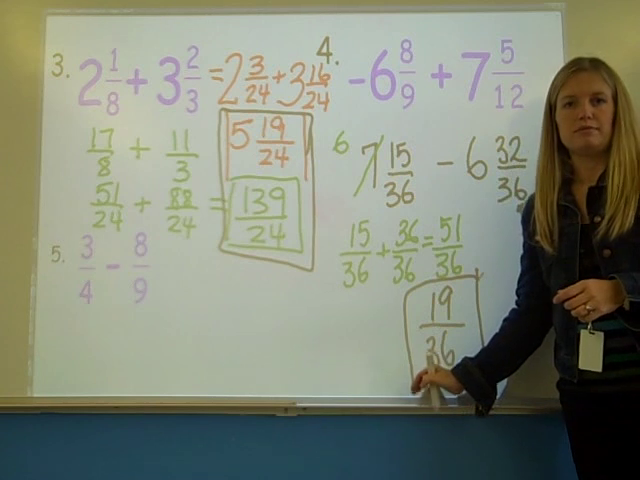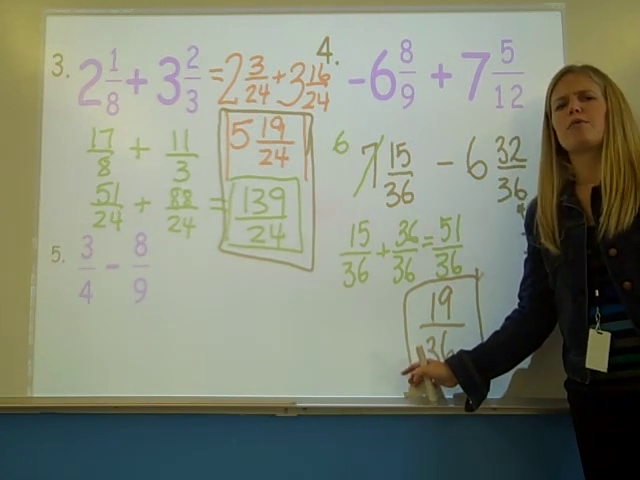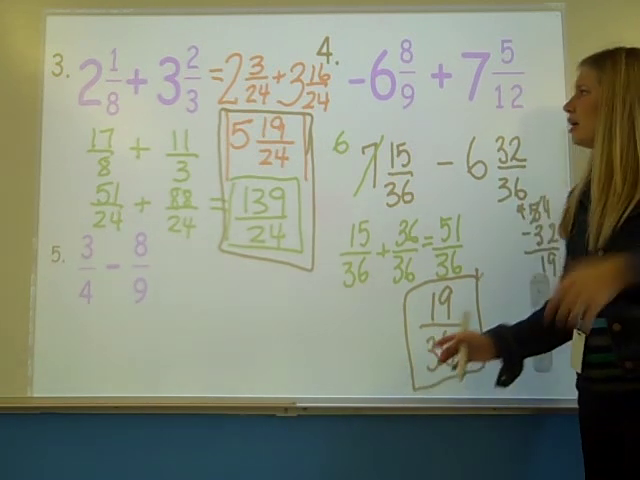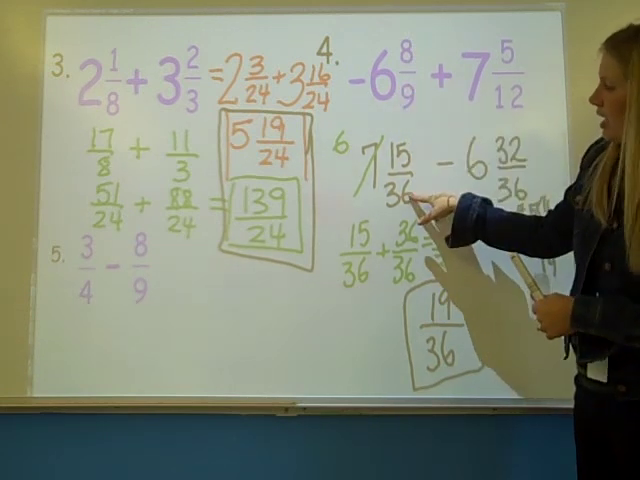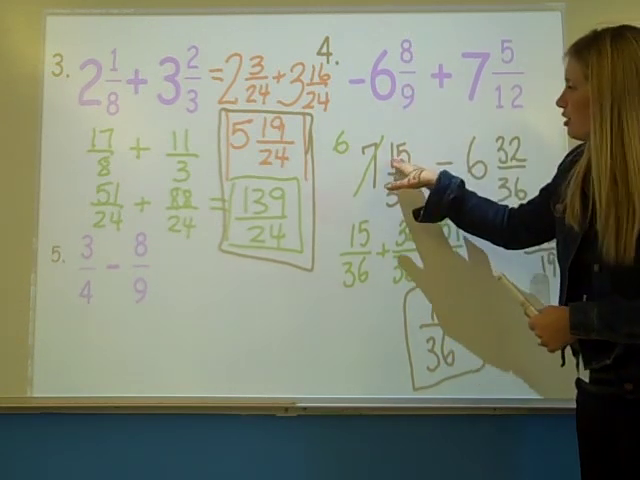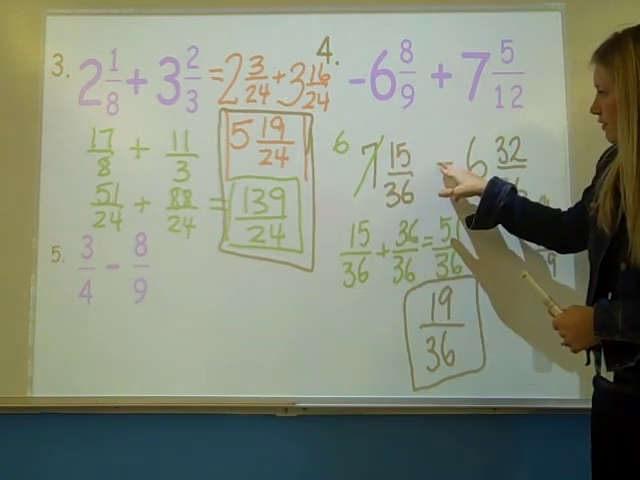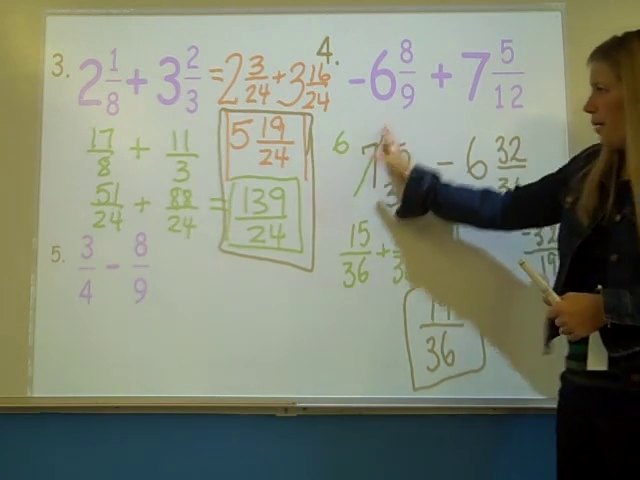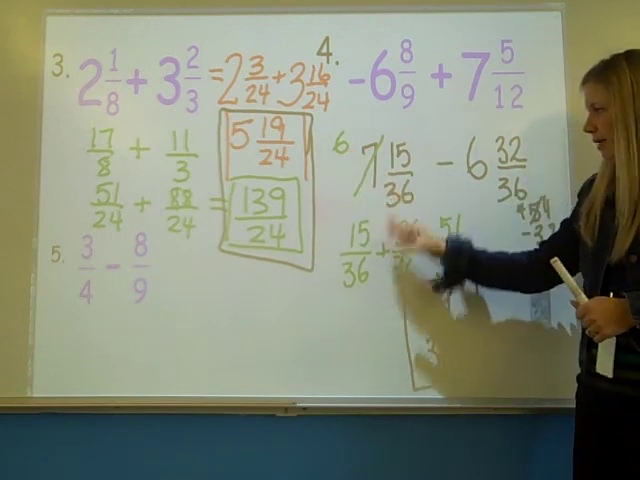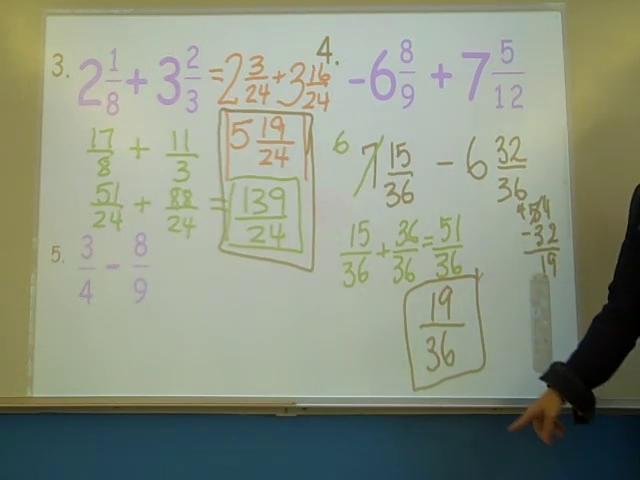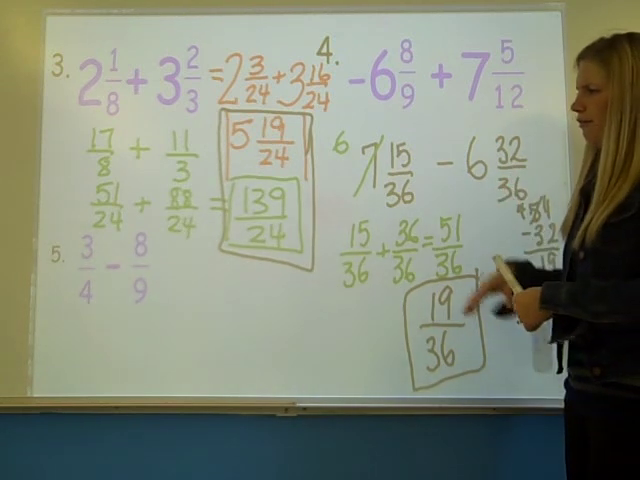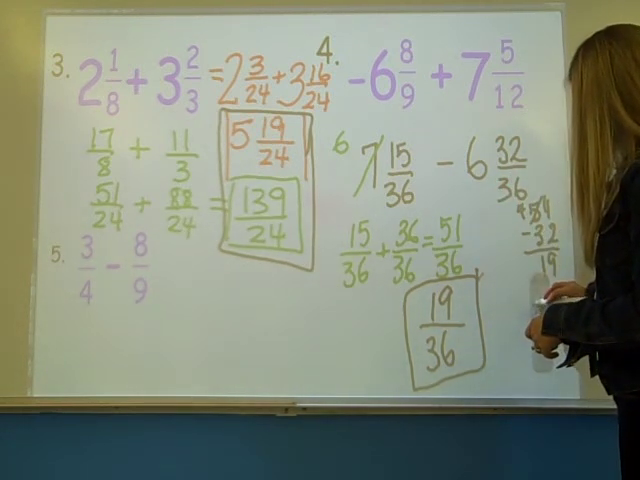This is a hard one. So you might want to go back and rewind and listen to the steps that I did. First, I made sure what kind of problem it was with the integers. Then I made common denominators. Then I saw I couldn't subtract 15 minus 32, so I had to borrow, add it into my fraction to get this, and then subtract. Okay, that was a lot of work on that one.